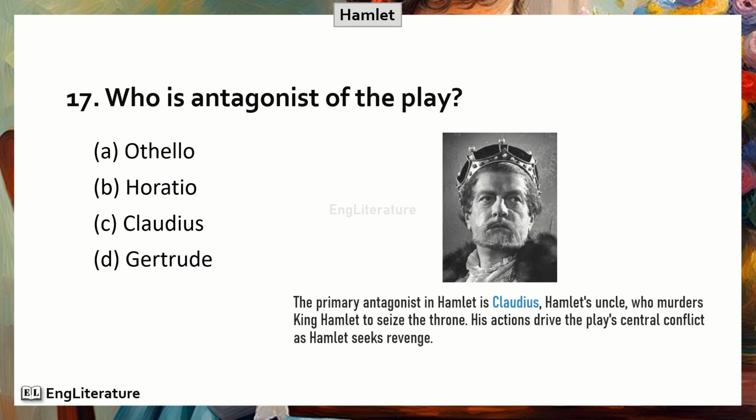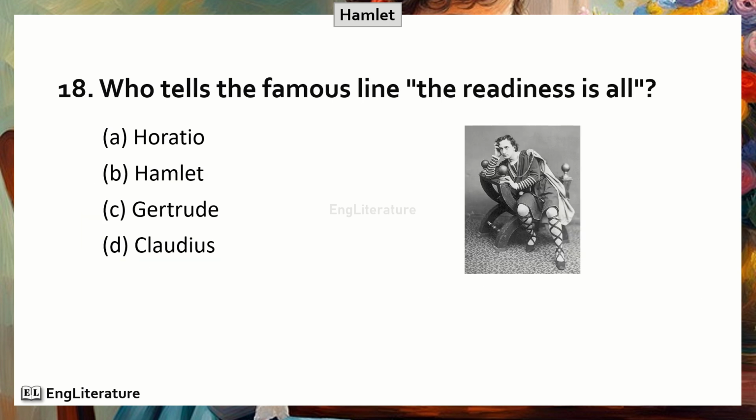Who is the antagonist of the play? The primary antagonist in Hamlet is Claudius, Hamlet's uncle, who murders King Hamlet to seize the throne. His actions drive the play's central conflict as Hamlet seeks revenge. So the right option is number C. Claudius is the antagonist of the play.